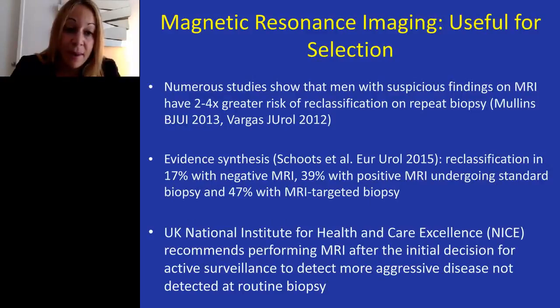So just to summarize, MRI is probably one of the greatest advances that we've had in prostate cancer over the past few years, and is particularly useful in the setting of helping to select patients for active surveillance, because it turns out that if you see a suspicious tumor in the prostate on an MRI, there's a much greater risk of having reclassification on a repeat biopsy. Reclassification meaning an increase in the grade of the cancer or the extent of the cancer, so 2 to 4 times greater risk. So reclassification risk can really be predicted by MRI, and in fact, in the UK, it's even recommended that MRI should be done before the patient confirms that they want to do active surveillance, as a way to make sure that there isn't any more aggressive disease present that wasn't detected on the initial biopsy.